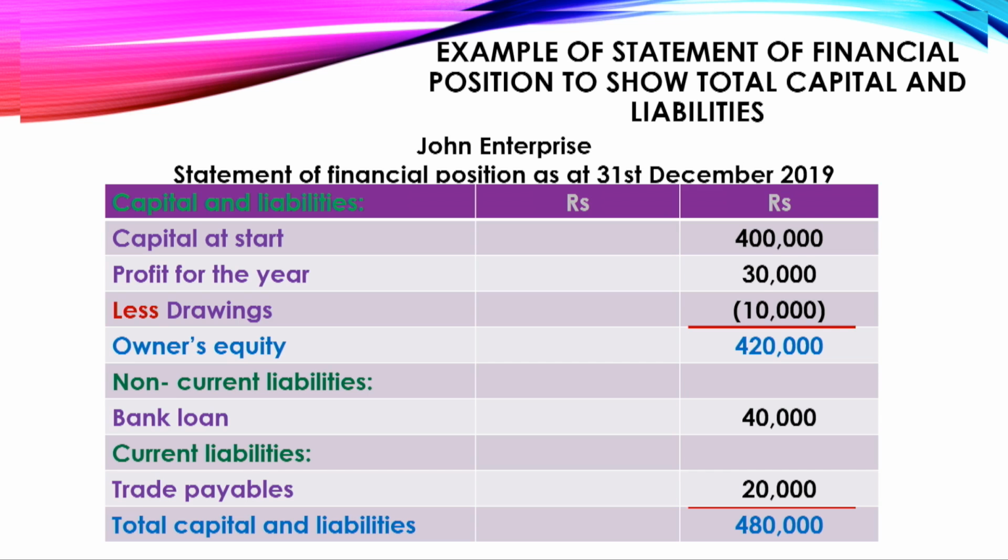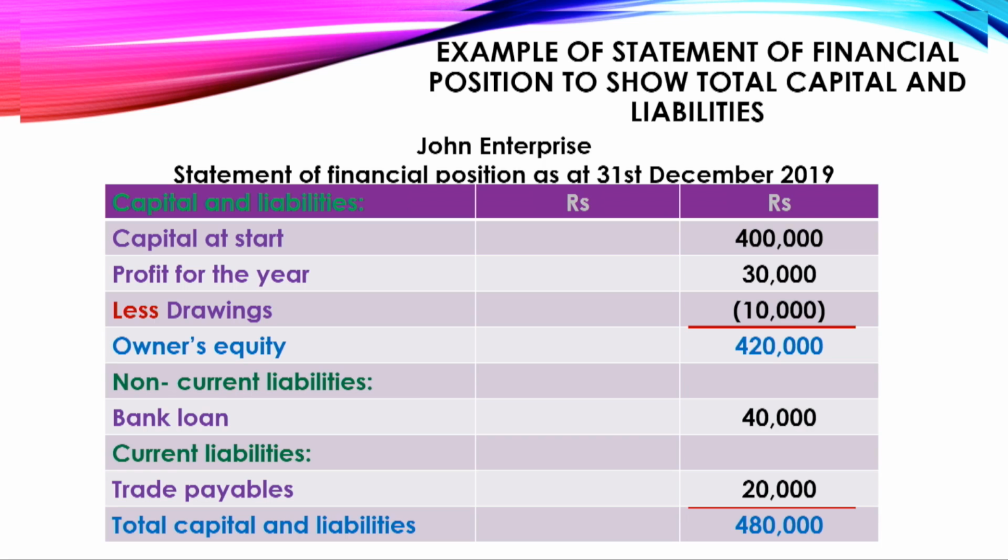Now, filling in the statement of financial position. First, we need to record capital at start, and the amount is put in the last column. Here, capital is 400,000 rupees. Then, we have to record profit for the year of 30,000 rupees, less drawings of 10,000 rupees. Remember to put the amount of drawings in brackets as it should be deducted. This gives a total of 420,000 rupees as owner's equity.